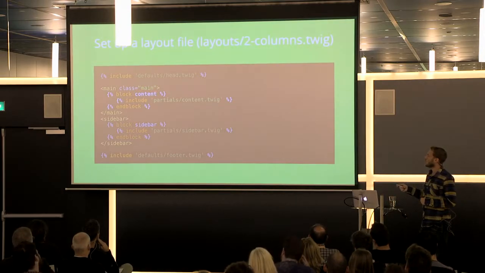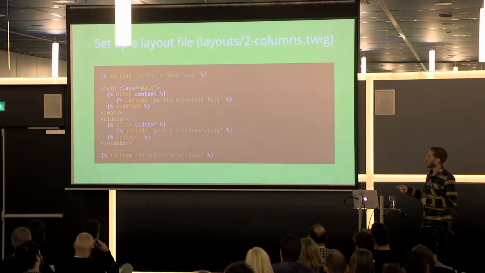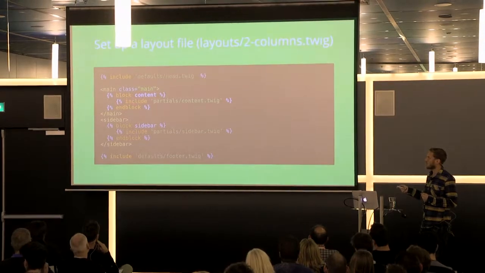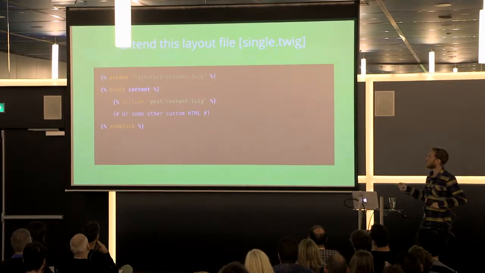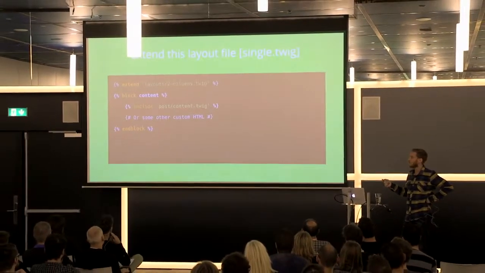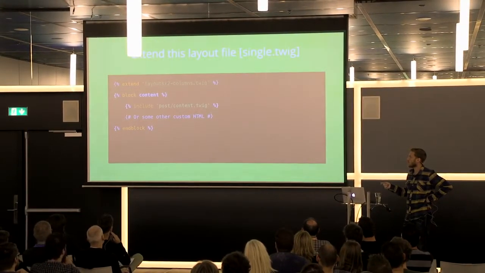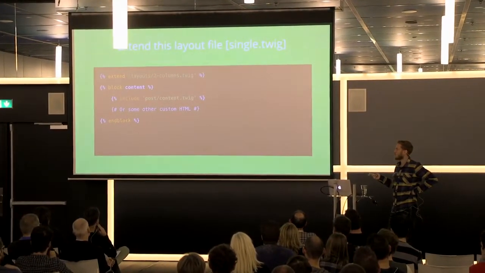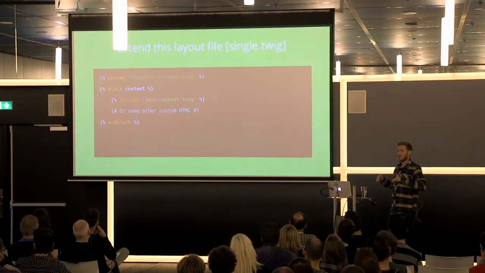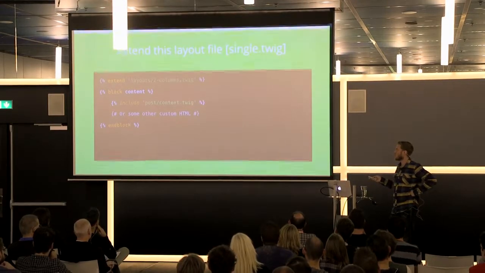The beauty of Twig is that you can create blocks that can be overridden in sub-templates. This is a content block, and you can name it whatever you would like, and this is the fallback. So if you create a single.twig, you only have to override the block that you would like to override. Easy as that. You don't have to repeat yourself, and this separation is also something we really like about it. So again, separation.